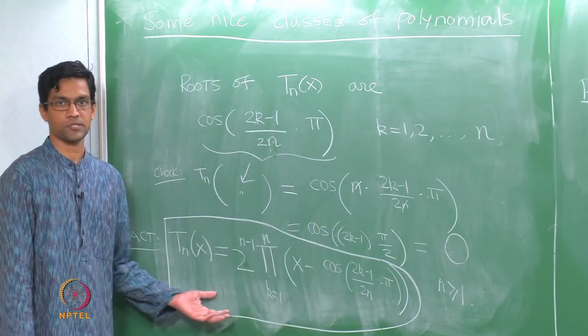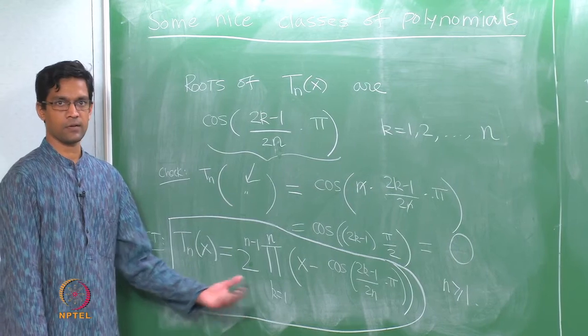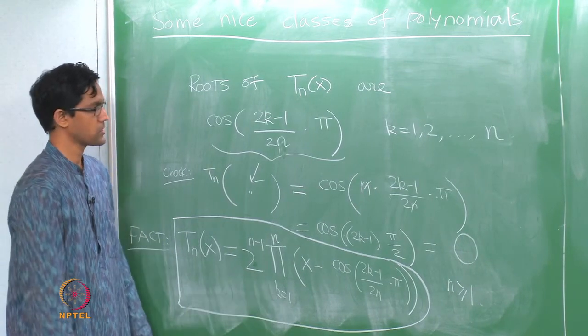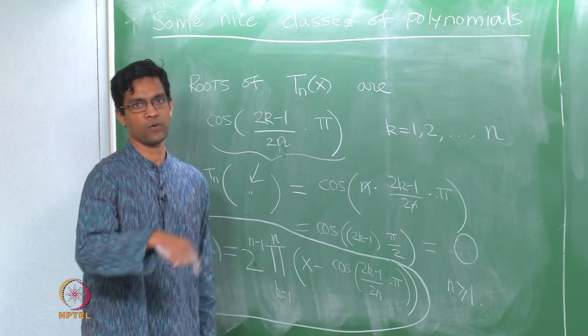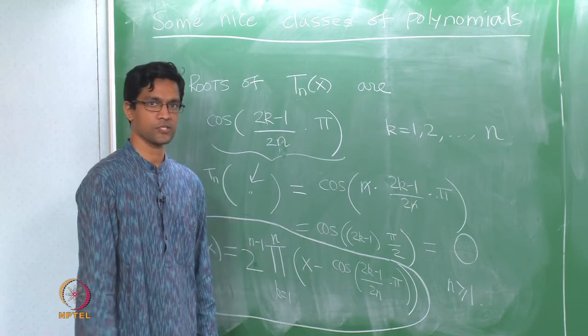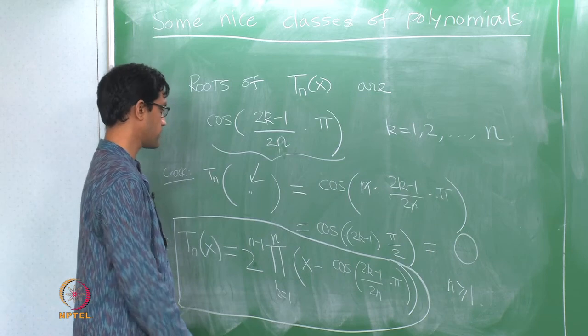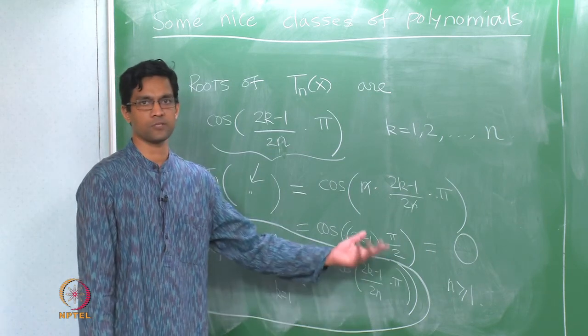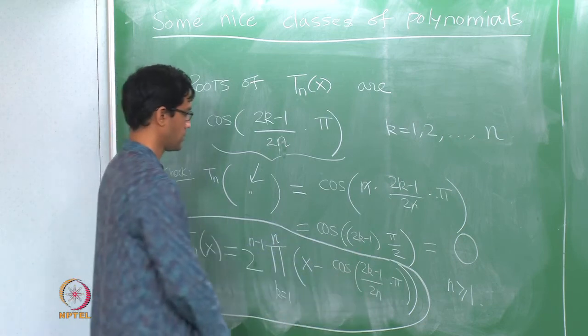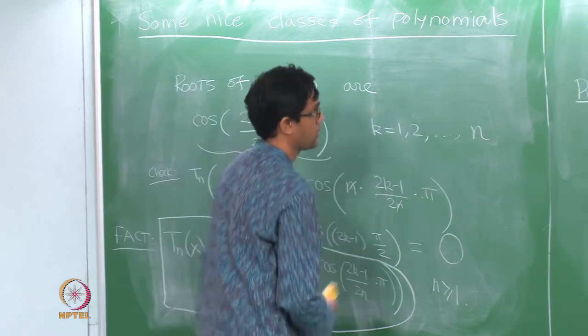Here's an explicit expression. It's rather remarkable that this expression holds, because just looking at that sequence of polynomials, whatever, 2x square minus 1, 4x cube minus 3x and so on, it seems rather remarkable that when you factorize it, what you will get will be cosines of some strange angles. Okay, so it's a rather remarkable thing.